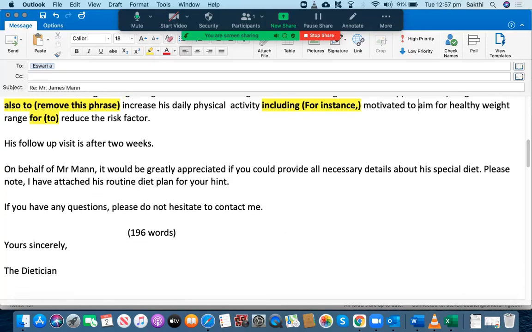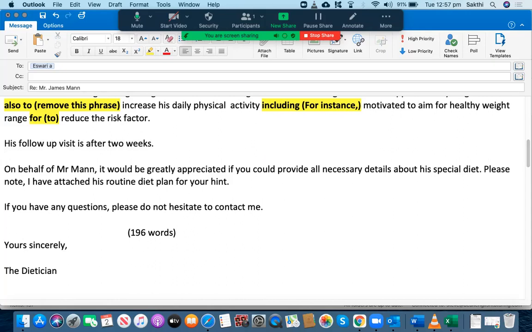Okay, let's go to the next one. So his follow-up visit is after 2 weeks. That's fine, but you don't need to write down only one sentence in this paragraph. Having one sentence in a paragraph is not good at all. No. Let's go to the next one.